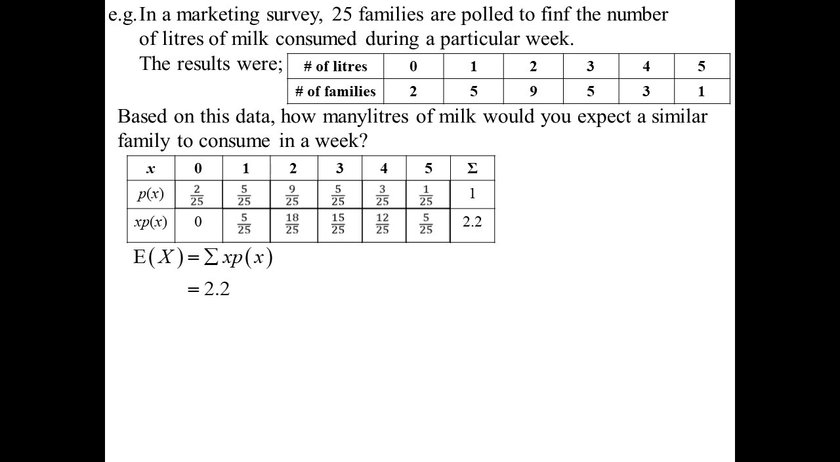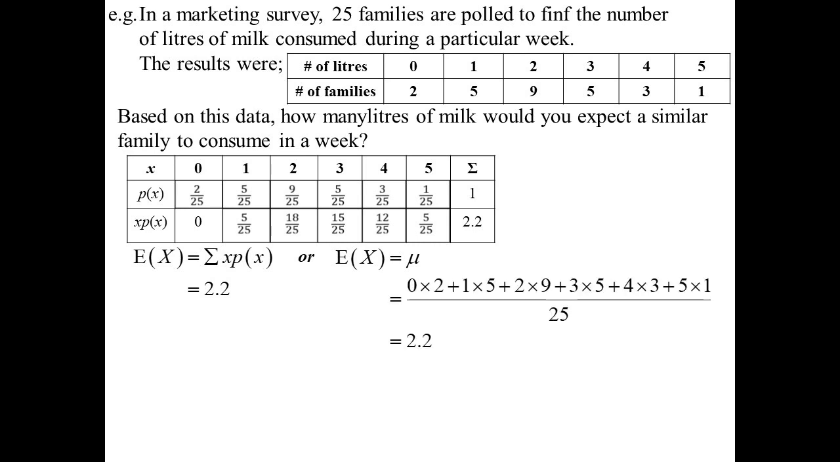Of course, if I wanted to, I could go, well, I know the expected value is the average of all the results. So I can say, well, I got 0 times 2 plus 1 times 5, 2 we got twice, 3 we got 5 times, and so on, divided by 25, and sure enough, we get 2.2 again. But that's a rather long way of doing it. So from all that, we'd expect our family to consume 2.2 litres of milk every week.